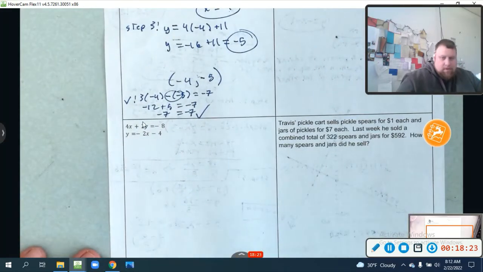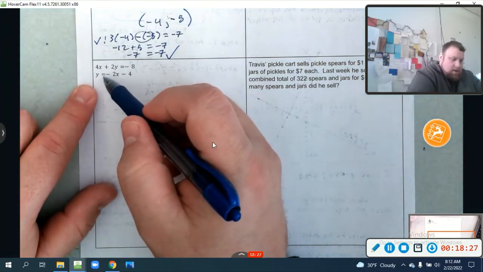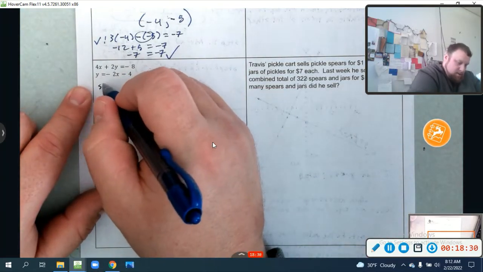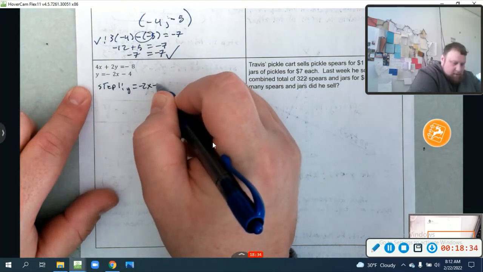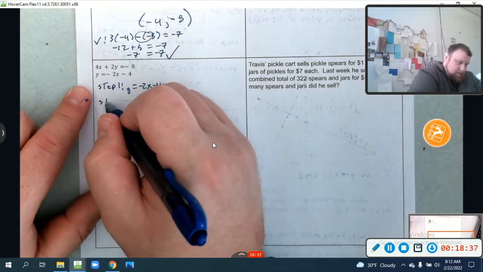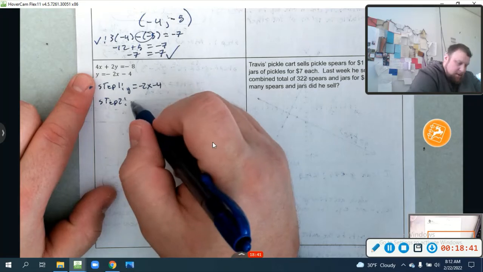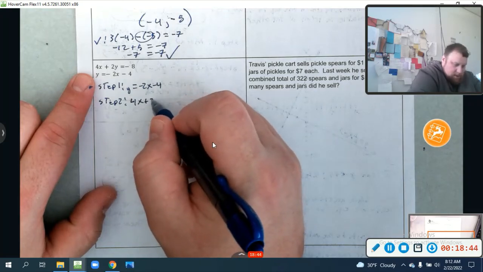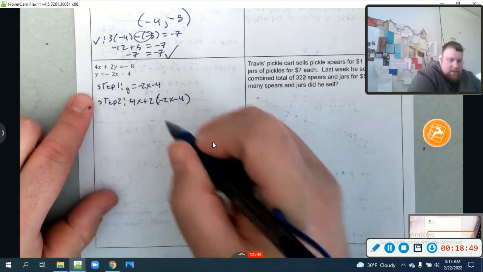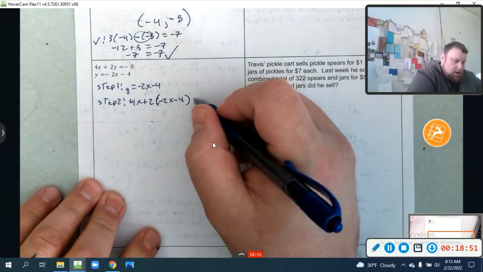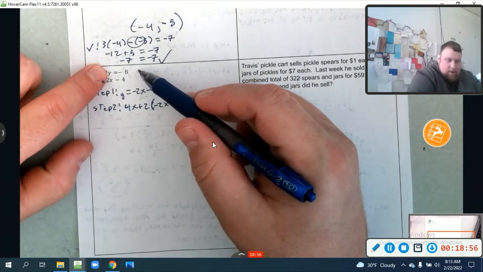I'm going to go down to this one first. Again, we're already solved for one of the variables. So step 1. We already have y equals negative 2x minus 4. Step 2, we're going to plug that in up here. So I'm going to have 4x plus 2 times, and my y is negative 2x minus 4. Have to put it in parentheses because we're going to need to do some distribution there. Equals negative 8 because we just plugged it in for that y value up here.